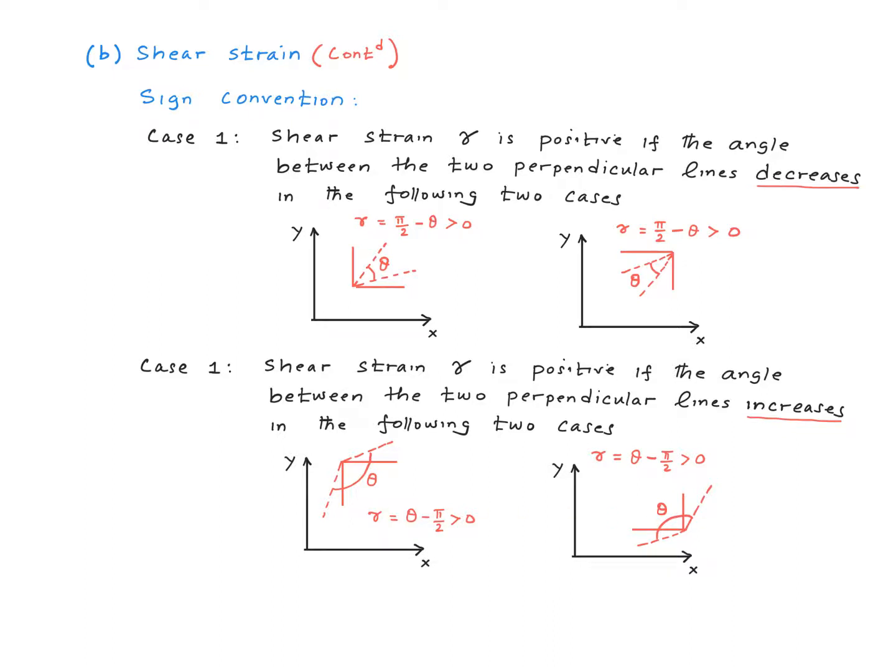In the last two situations, the opposite is true. If the angle between the two lines increases, then the shear strain is positive. In other words, theta here is bigger than the initial angle, which is pi over 2, right? And that is true for both of these cases. And if that is the case, the shear strain is positive.